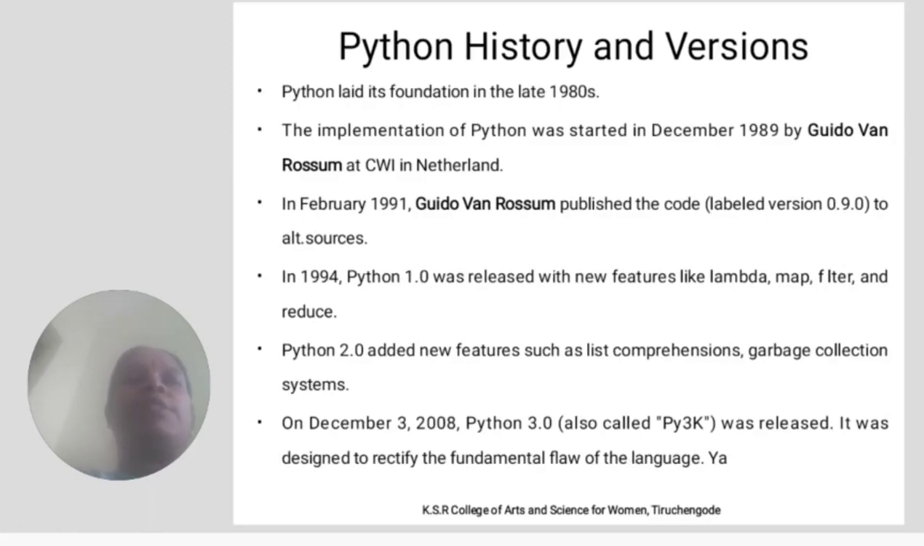Python history and versions. Python was conceived in the late 1980s. The implementation of Python was started in December 1989 by Guido van Rossum at CWI in the Netherlands. In February 1991, he published the code to alt.source. In 1994, Python 1.0 was released with new features like lambda, map, filter and reduce. Python 2.0 added new features such as list comprehensions and a garbage collection system. On December 3, 2008, Python 3.0 was released.